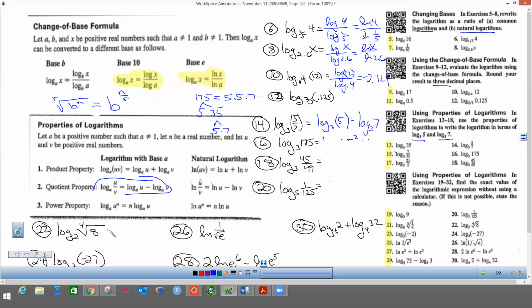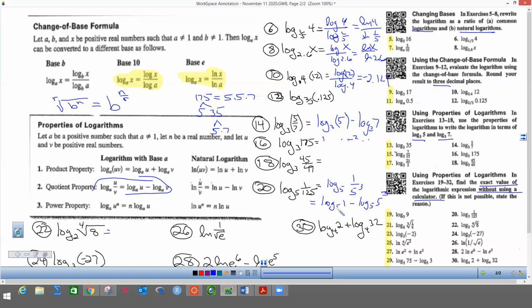So the first thing that I would want to do on 22, I probably should have read the directions. I guess I could do 20 also. It says use properties of logs, find the exact value of the log expression without using a calculator. So what you're supposed to do here is break 125 down. So 125 is 5 times 5 times 5. So we can rewrite this as the log base 5 of 1 over 5 to the 3rd power, which means this is log base 5 of 1 minus log base 5 of 5 to the 3rd power.